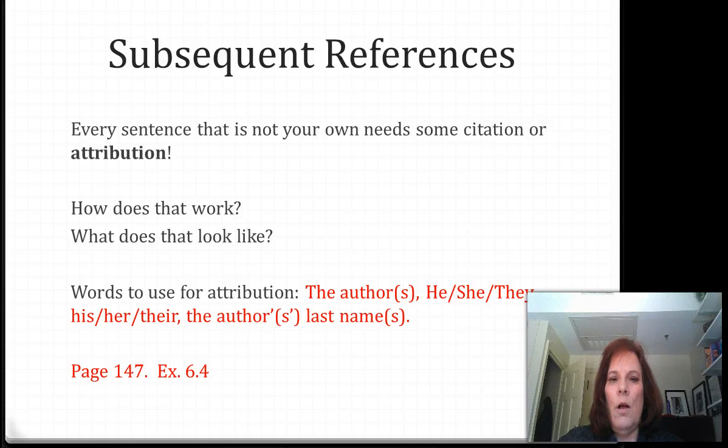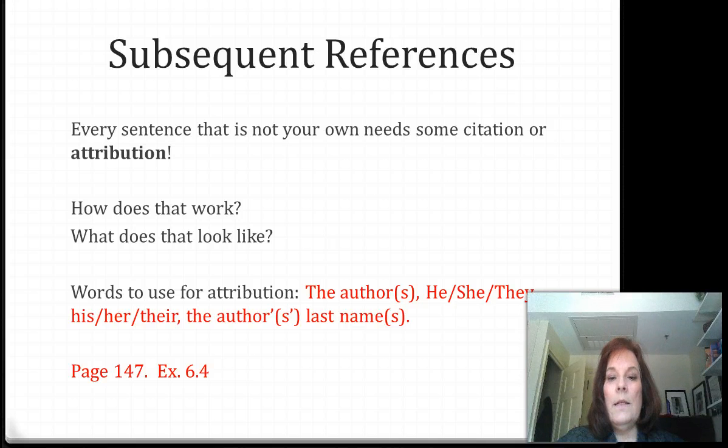I want you to notice on page 147, exercise 6.4, read through and underline every reference to the original author, every single reference. When you're finished with that, I want you to look back and notice they use attribution. The authors, they, their, they repeat the author's last names.